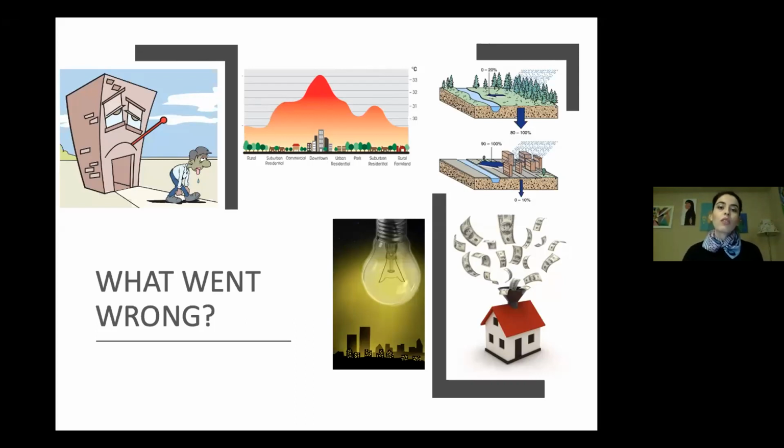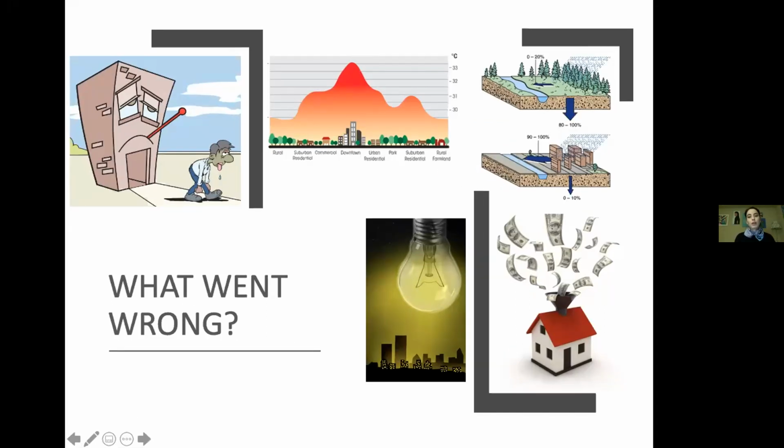So we need to control this because it is going to affect the health of people and also the economy in the long run. Also, in the way we are building our cities, the replacement of green land with concrete and asphalt is going to reduce the absorption of rainwater, for example.